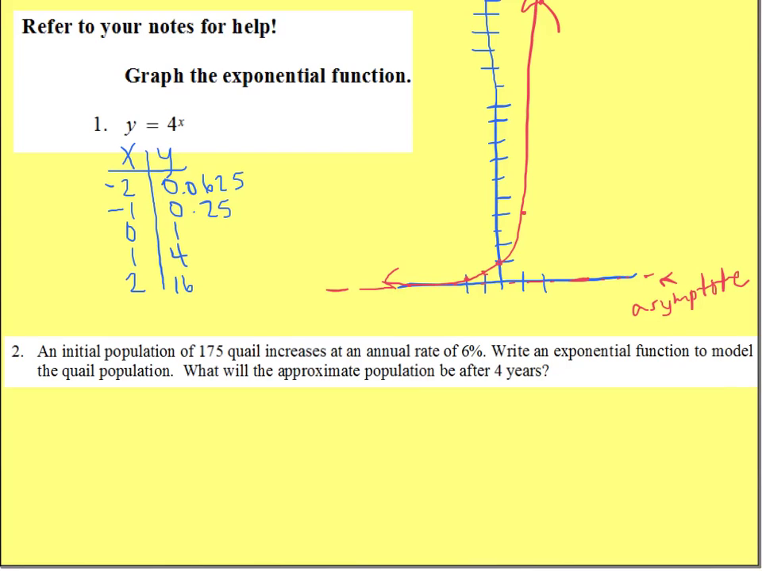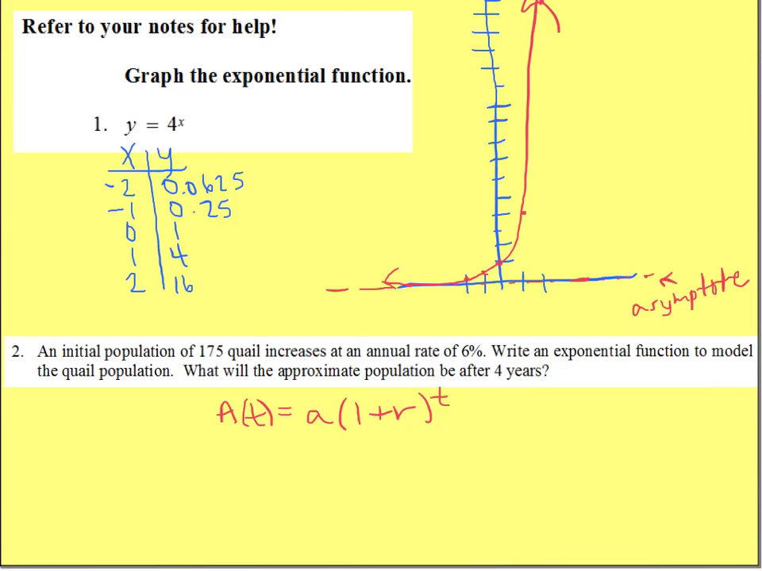Okay, next problem. An initial population of 175 quail increases at an annual rate of 6%. Write an exponential function to model the quail population. What will the approximate population be after 4 years? So the first thing I recognize is I'm talking about something increasing at a specific rate. So I need to be thinking about our formulas that we learned. I know we learned one, it was A of t equals A times 1 plus r to the t power.